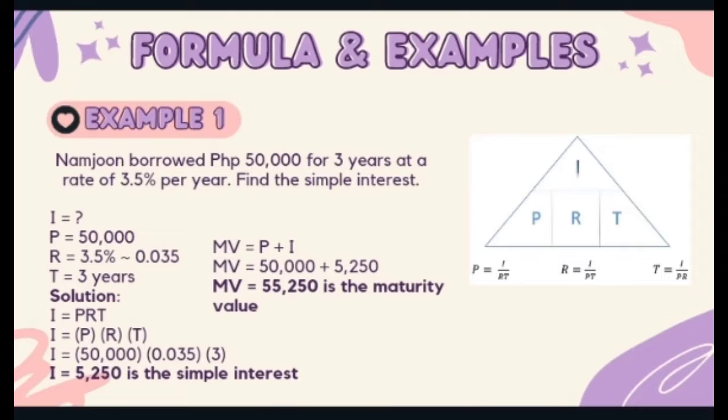Now, to get the maturity value, you need to add the principal amount and the interest. MV is equals to 50,000 plus 5,250. When you add those two, you'll get MV is equals to 55,250, and that's the maturity value.